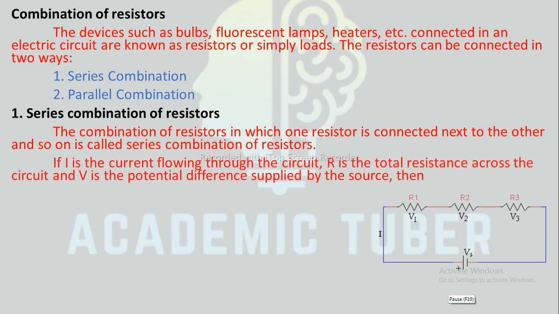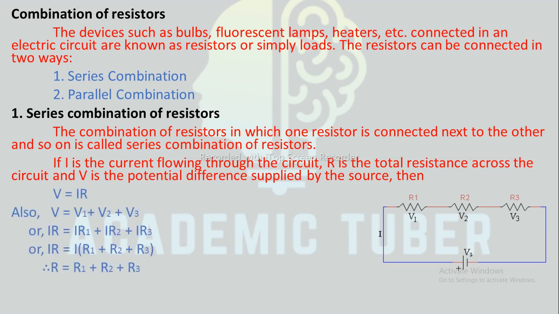If I is the current flowing through the circuit, R is the total resistance across the circuit, and V is the potential difference supplied by the source, then from Ohm's law, V equals IR. Also, the total potential difference V equals V1 plus V2 plus V3, or IR equals IR1 plus IR2 plus IR3, or IR equals I times, taking I common, in bracket R1 plus R2 plus R3.